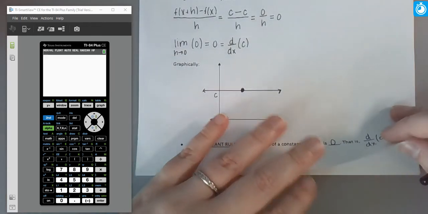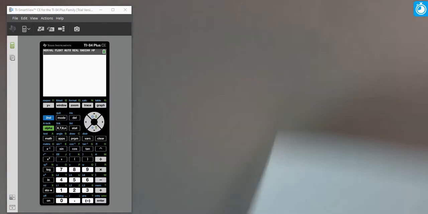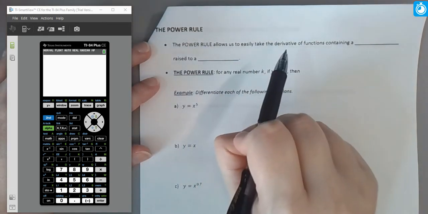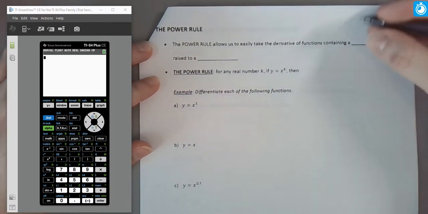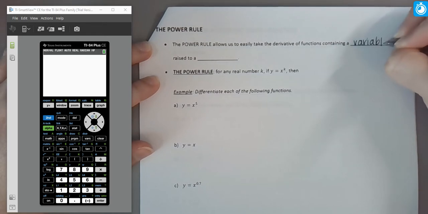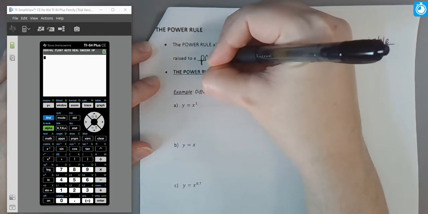Okay, so let's build from there. Let's look at slightly more complicated situations. Let's look at another rule. This next rule is going to be one of the most versatile rules we have as we take derivatives. We call this the power rule. So if the constant rule allows us to deal with functions that have just a constant, the power rule is going to allow us to deal with functions that have a power or an exponent. So the power rule allows us to take the derivative of functions that contain a variable raised to a power, otherwise known as an exponent.